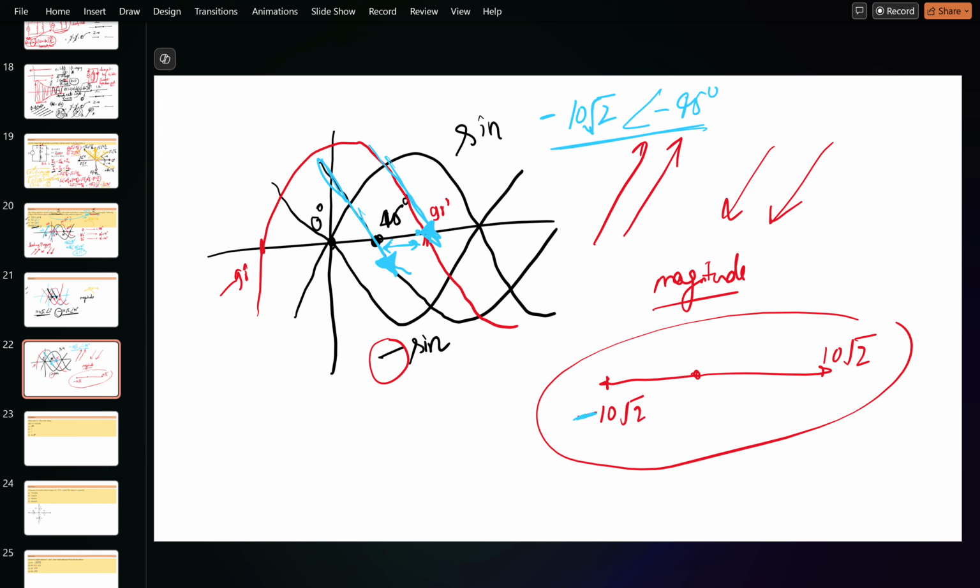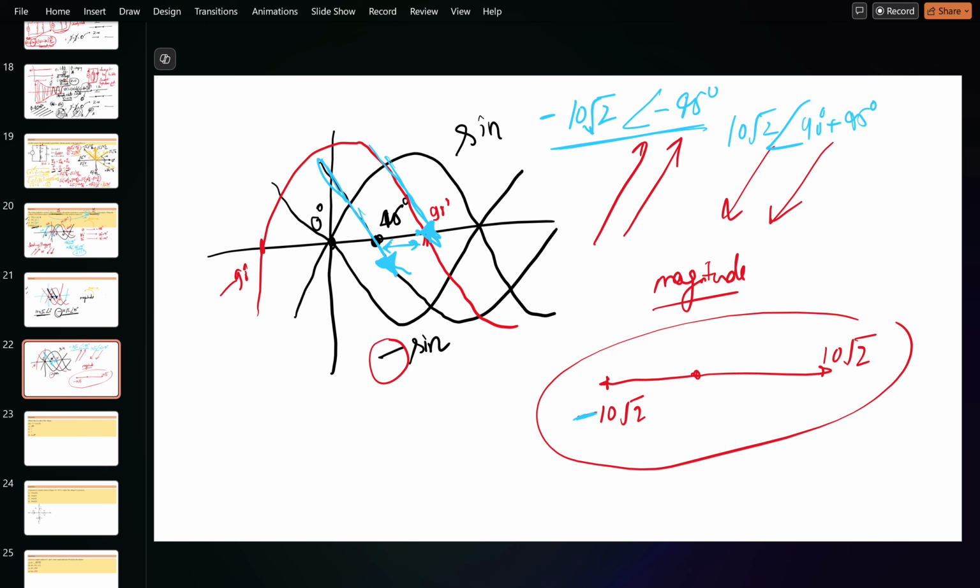So now it is coming correct: minus 10 root 2 angle minus 45 degrees. Now it is coming less than 90 degrees, but the magnitude is negative compared to what it was previously. Okay, getting my point? Because initially it was 10 root 2 angle 90 degrees plus 45 degrees. Now it is coming minus 45 degrees, but the magnitude is reversed.